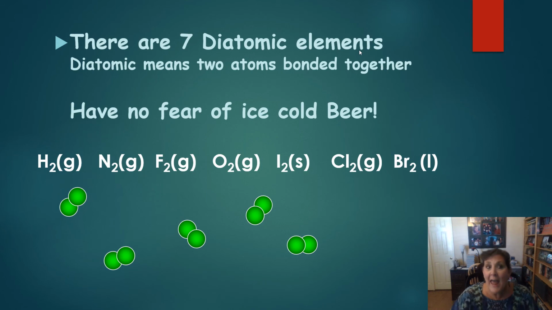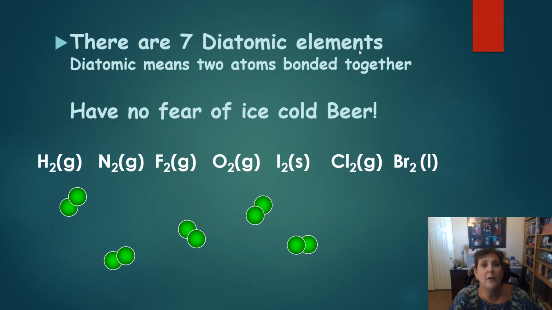Have H, hydrogen. Hydrogen gets a 2, H2, it's diatomic. It looks like this in the picture, 2 atoms bonded together. Have no, N, nitrogen gets a 2, N2, it's 2 atoms bonded together. Have no fear, F, for fluorine, F gets a 2. Have no fear of, O, oxygen, oxygen gets a 2.